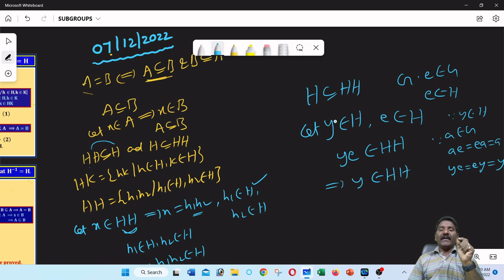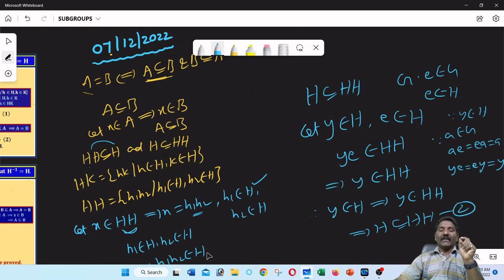Actually, we took the element Y in H. The same element Y is in HH. Therefore Y belongs to H gives Y belongs to HH. This gives H is a subset of HH. H is a subset of HH.